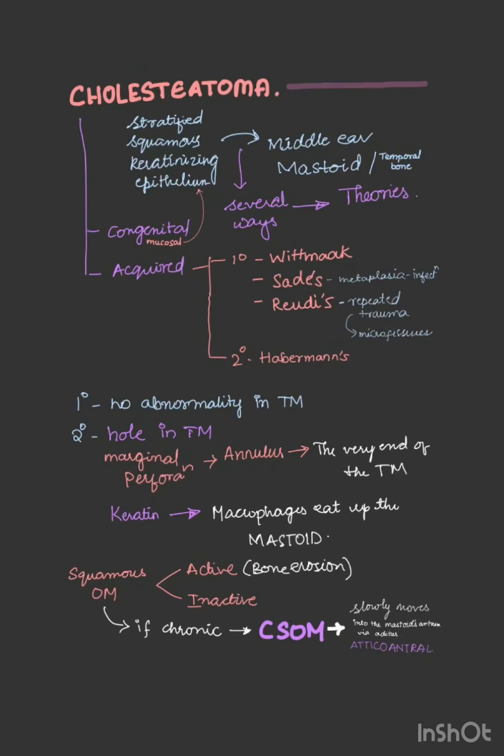Now, there is something bad that happens when keratin gets into places. Macrophages are recruited to eat up the keratin. As a result, the macrophages turn into osteoclasts and eat up the bone. This is called active squamous otitis media. Inactive is when there is no osteoclast activity.